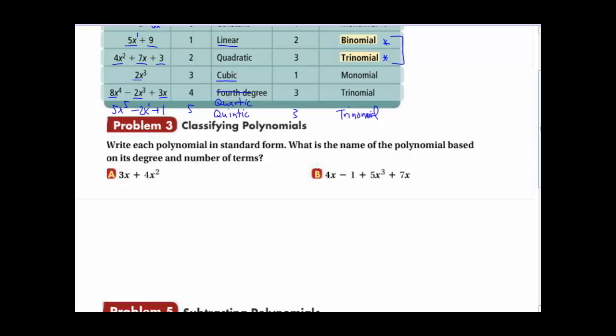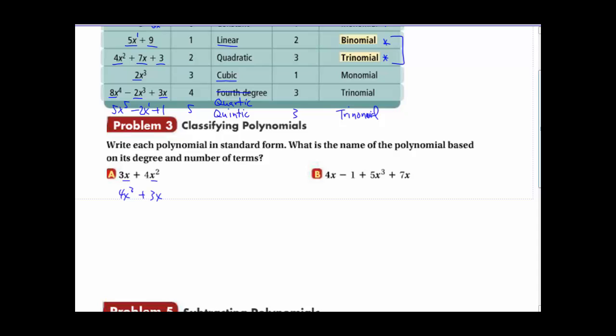So if we look at A, first we have an x to the first, and we have an x to the second. Those are not like terms. So we need to rearrange this from highest to lowest. We know that the x squared goes first, so we'll write 4x squared plus 3x. Now we have it in standard form.